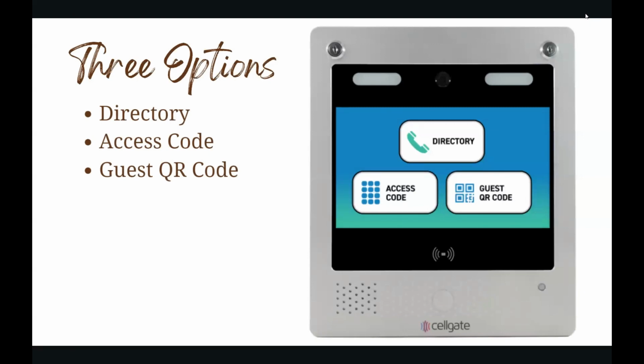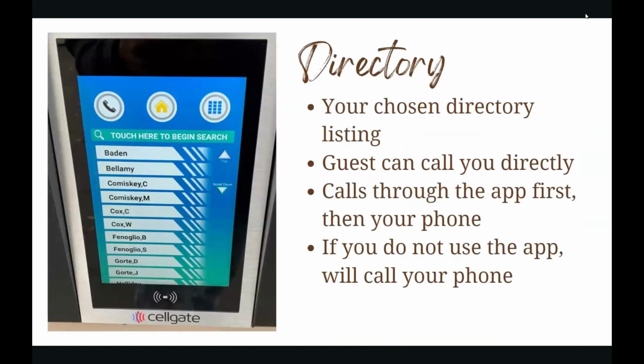All right, so when you pull up to that nifty new call box, you're going to see 3 options on the display. You're going to see the words directory, access code, and guest QR code. We're going to talk about each one of these in turn. The first one we're going to talk about is directory. So you're probably mostly familiar with this. The old system had a directory.